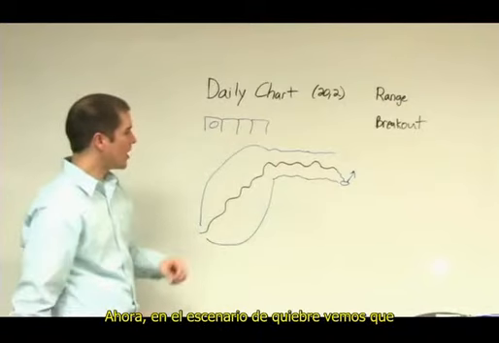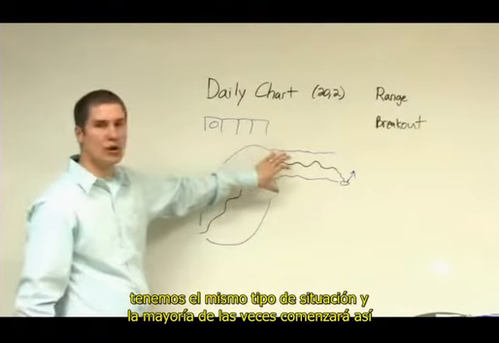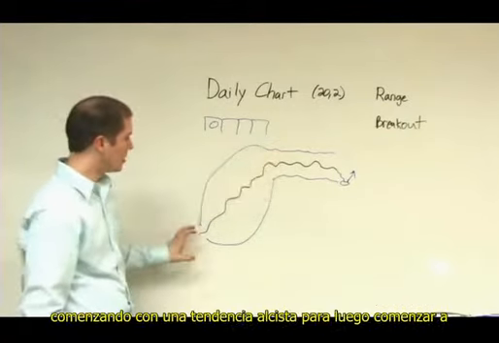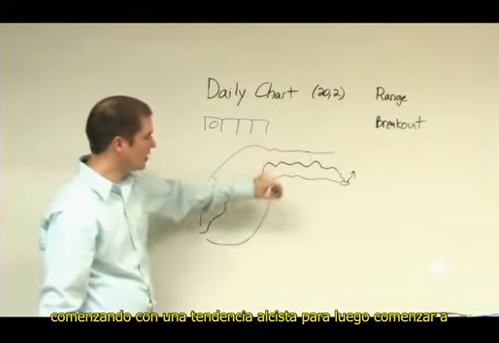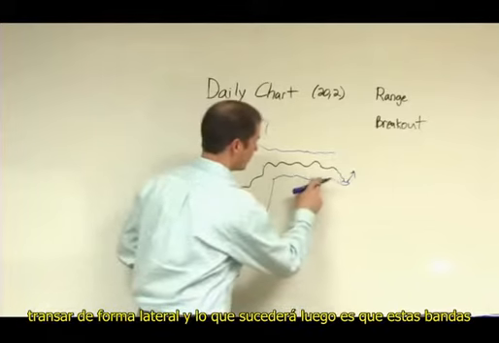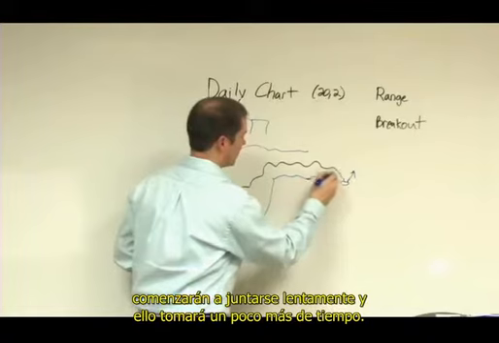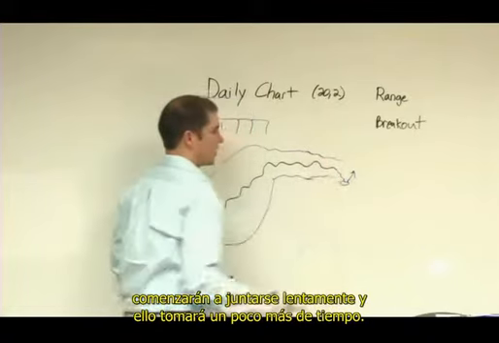Now, on the breakout, let's say we've got a similar type of situation, and a lot of times they'll start off in a fashion like this. So we get an uptrend, prices begin to trade sideways, and then what will happen is that these bands will slowly begin to come together. And that will take much longer.